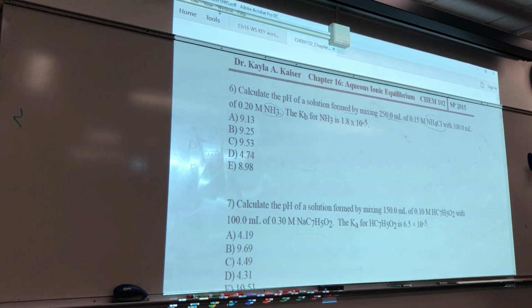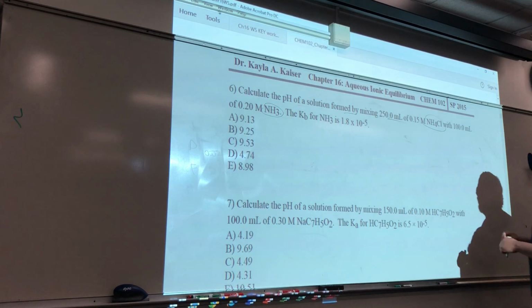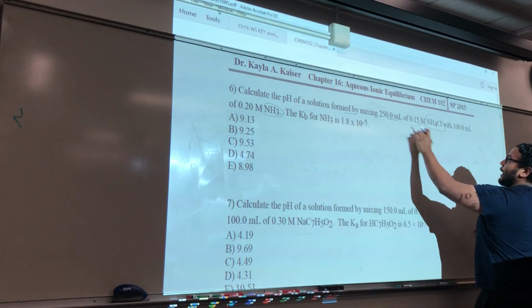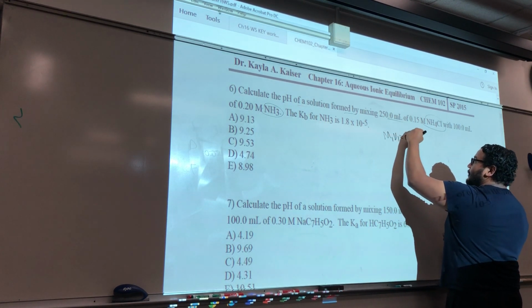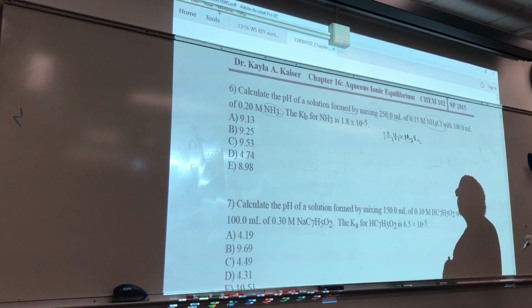Do you see that? Yeah. So this one actually does matter to do the dividing by the whole volume. So the normal thing to do would be to let's do M1V1. So M1V1 equals M2V2, okay? That's how you do this one, right? Yeah, Number 6.